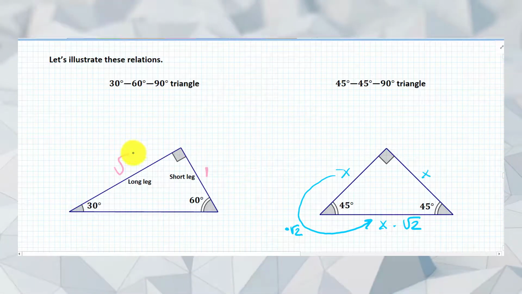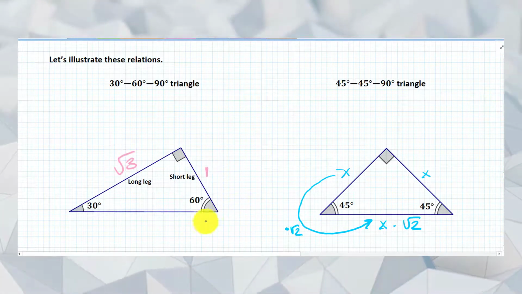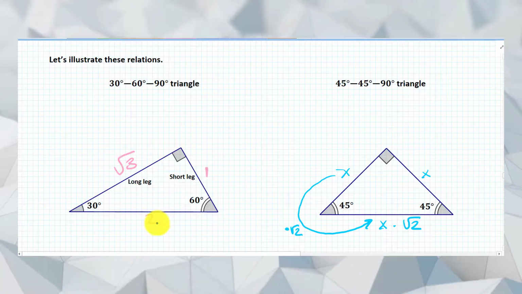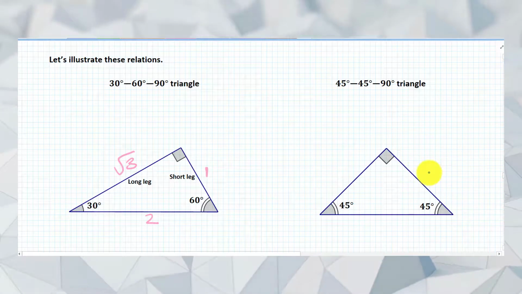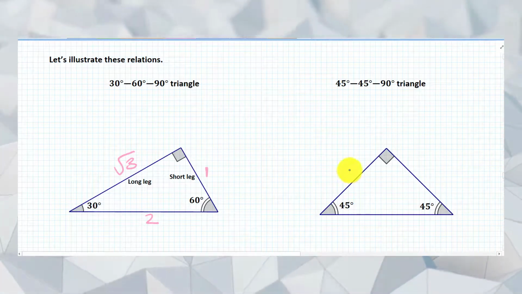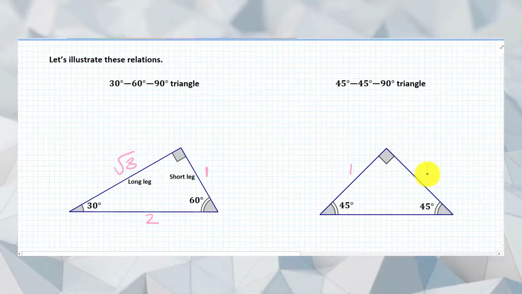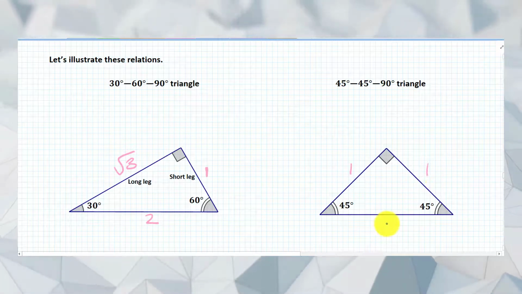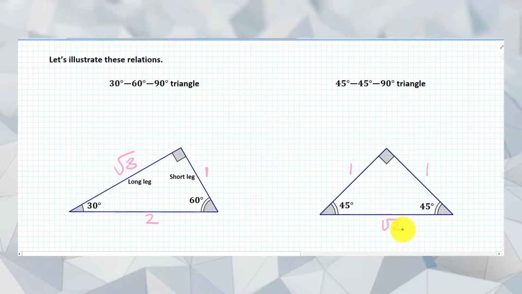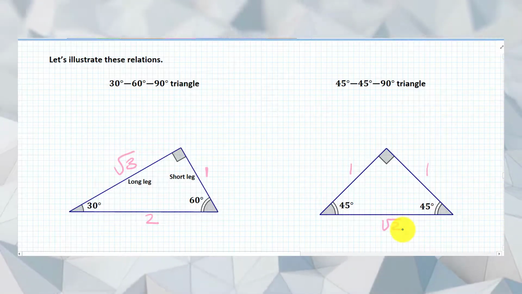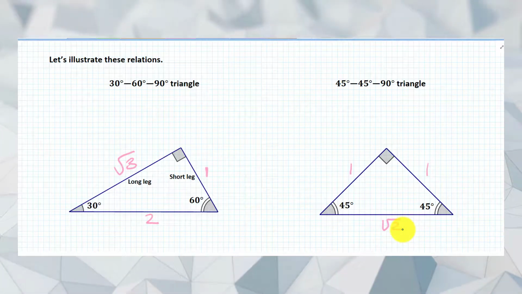So 1 times root 3 is root 3. And you multiply by 2 to find the hypotenuse. 1 times 2 is 2. I'm going to do the same thing with this isosceles triangle. I'm going to say the length of the legs is 1. And so the length of the hypotenuse is going to be square root of 2. Okay? And with that, then I can get the sine, the cosine, and the tangent of 30, 60, and 45 degree.